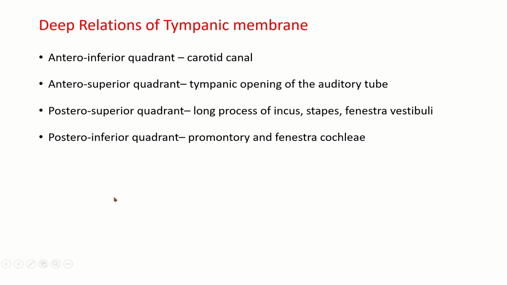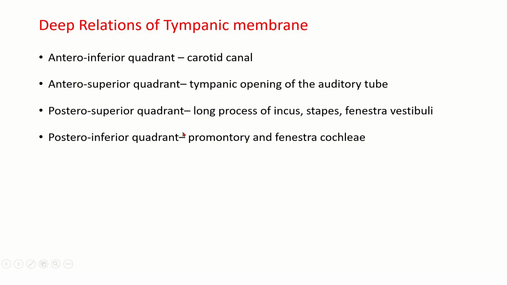Again, the same relations: the anterior inferior quadrant is related to the carotid canal, the anterior superior quadrant is related to the tympanic opening of the auditory tube. These are the two structures in the anterior wall of the middle ear. Posterior superior quadrant: long process of incus, stapes, and fenestra vestibuli. See, there are so many ossicles related to the posterior superior quadrant. So the safest will be the posterior inferior quadrant: promontory and fenestra cochleae. These are the relations of the medial wall.